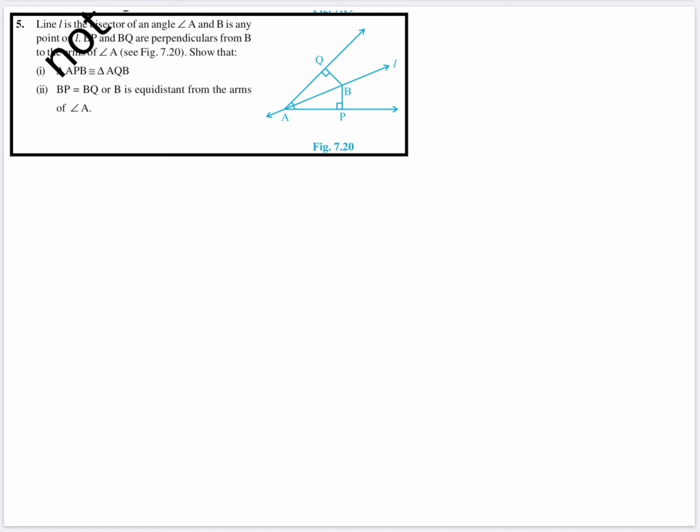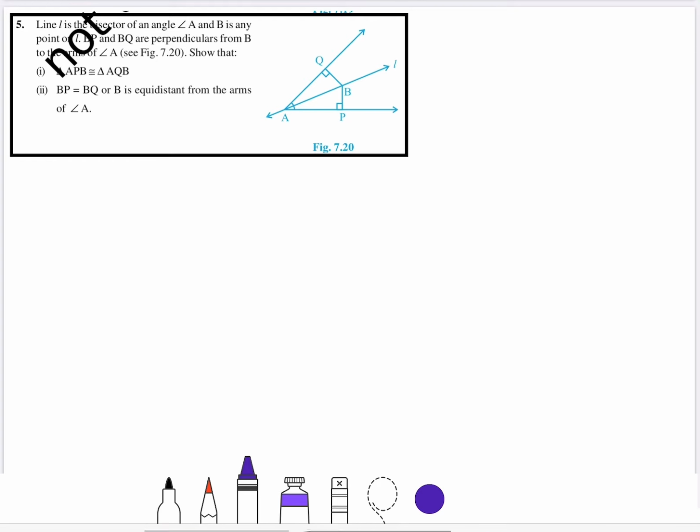Very simple and easy question again, and it reads that line L is the bisector of angle A. See, this is angle A and line L bisects it. So when it bisects, it means these two angles are equal to each other.